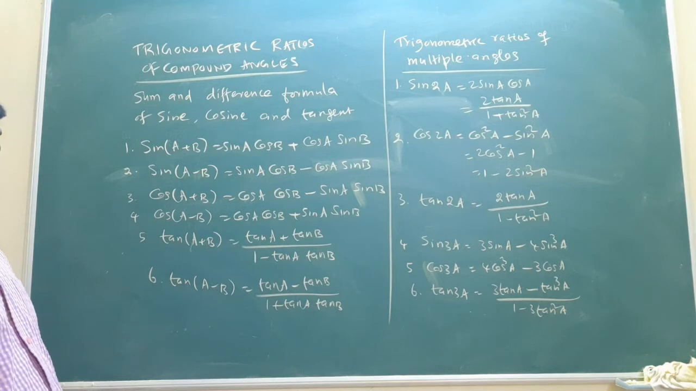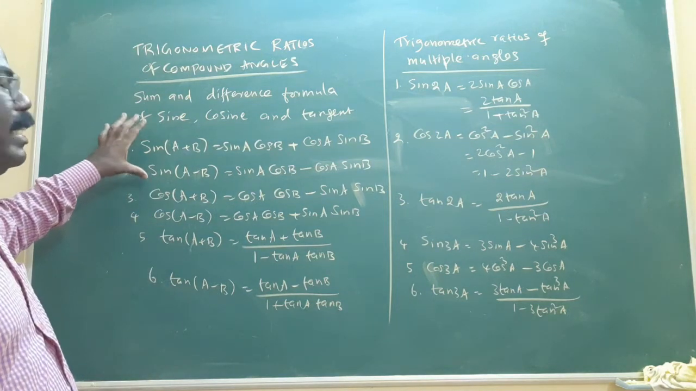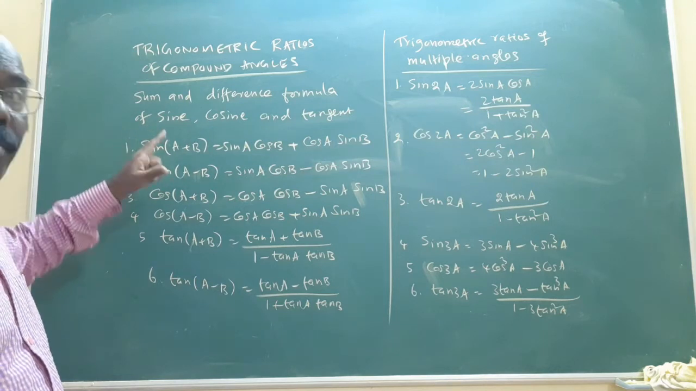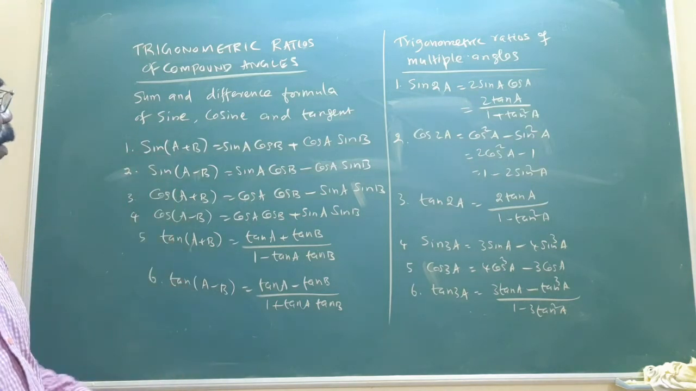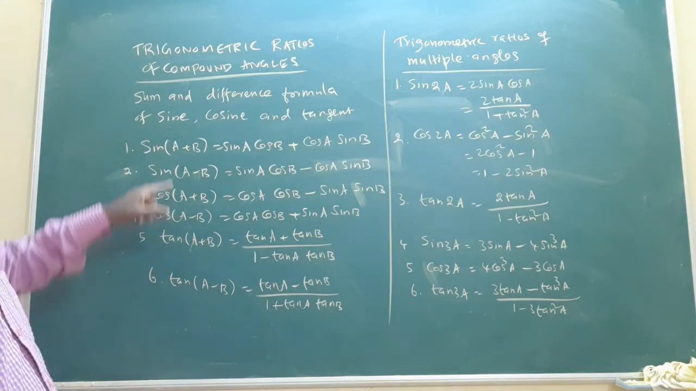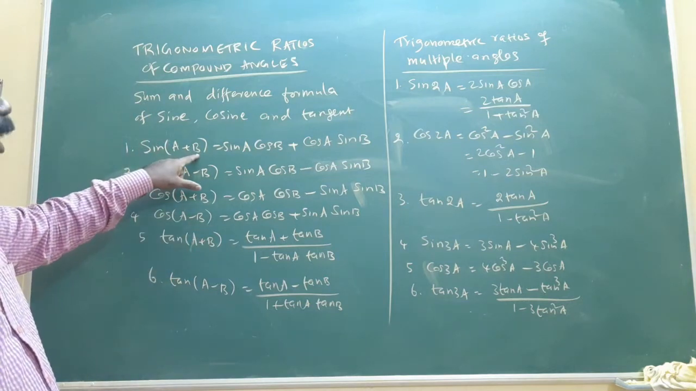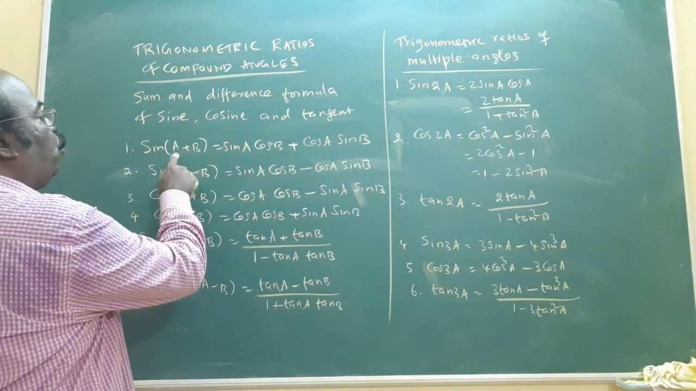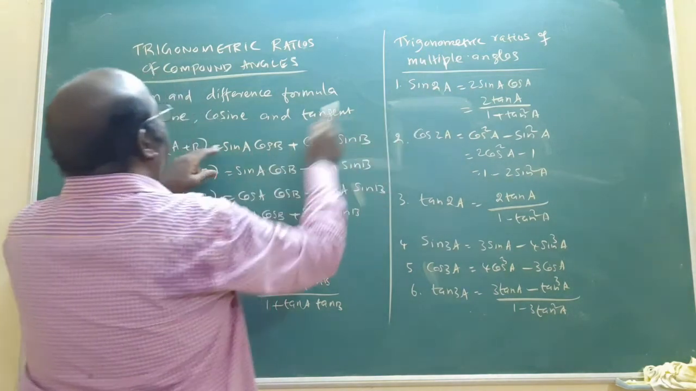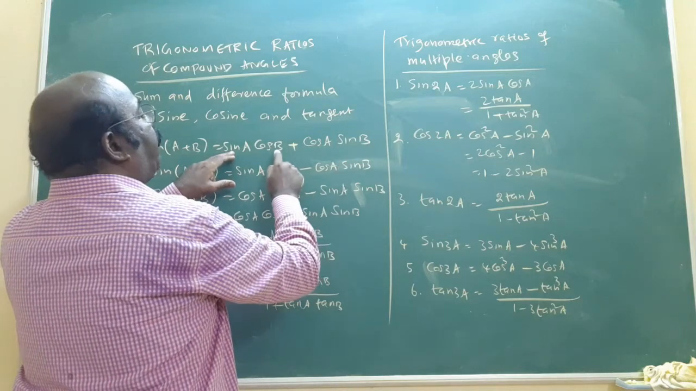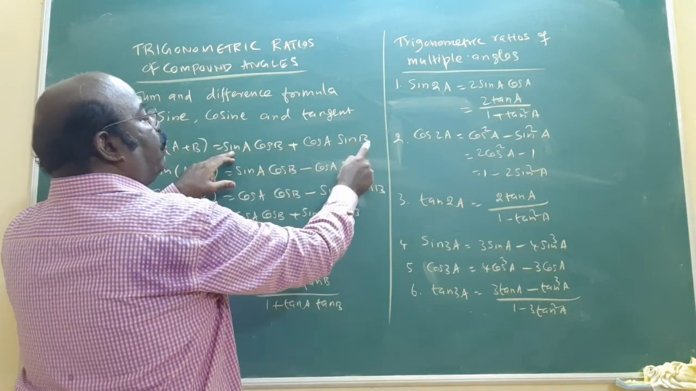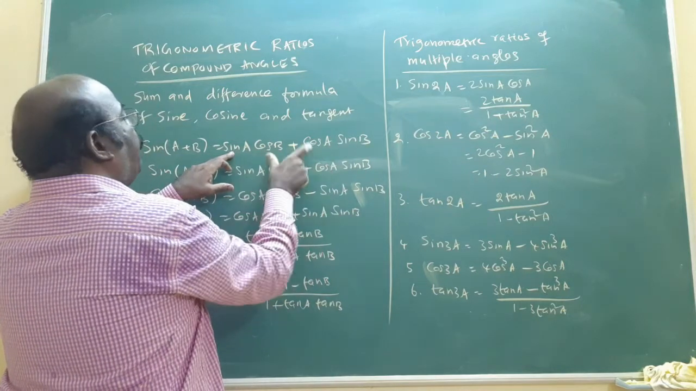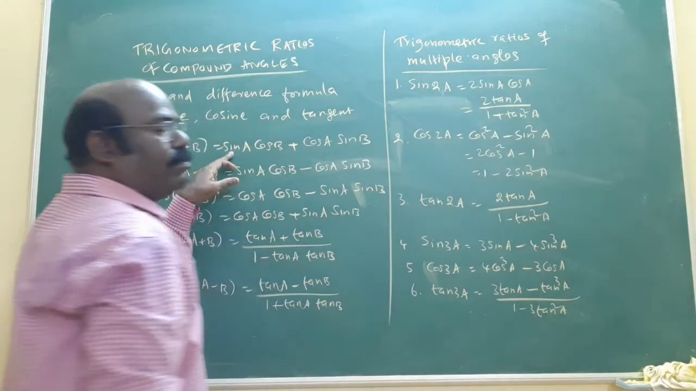Am I right? The first formulas are only the standard formulas, no proof actually. Only by using these formulas we solve so many problems. That's why you must follow all the formulas. Suppose putting B equal to A, what is the answer? B equal to A means A plus A, 2A, sin 2A. Here B is A, here also A. Put B equal to A: sin A cos A plus sin A cos A equals 2 sin A cos A.